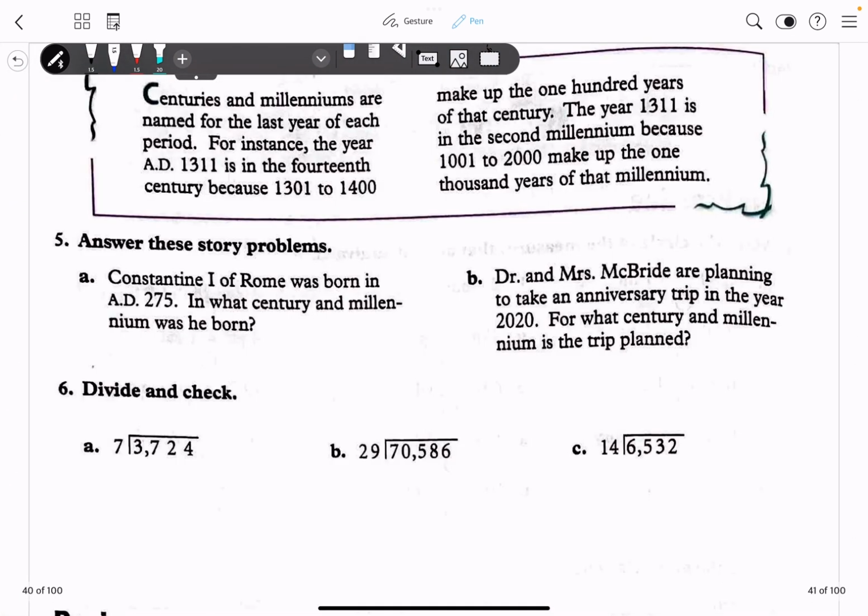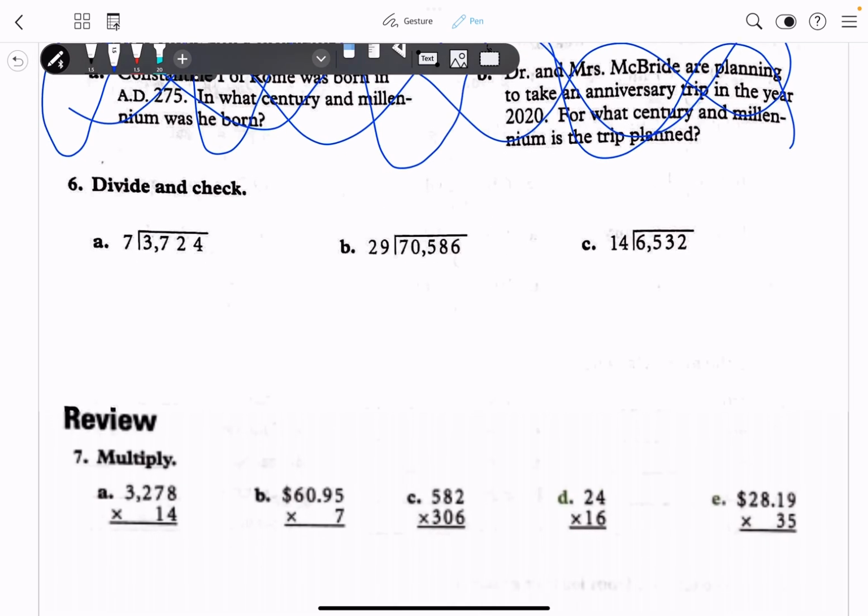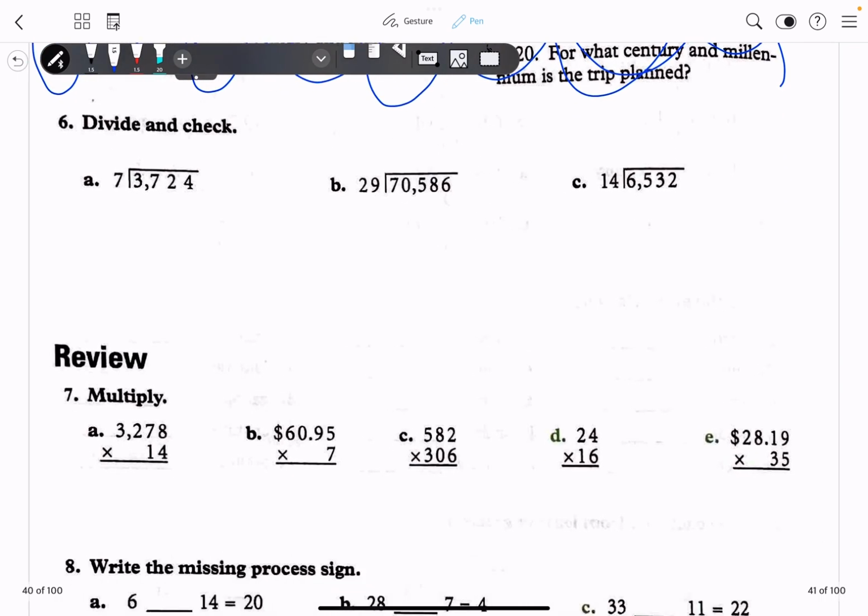All right, we are going to skip these word problems up here for today. Okay, you don't have to do those parts. And we're going to go to part 6. Okay, part 6, you are dividing these numbers. So pause and divide, and then come back and I'll go over the answers with you.